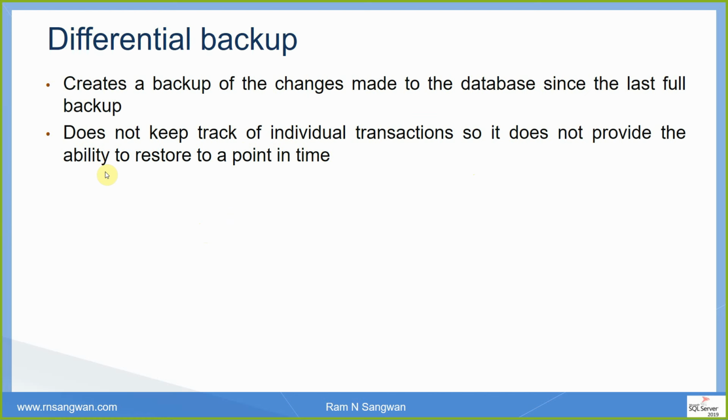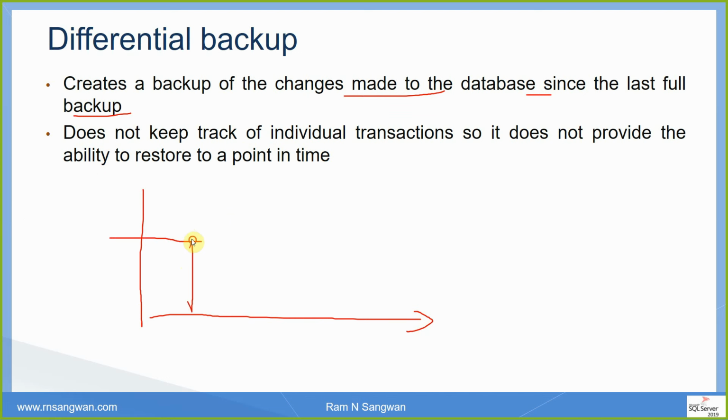Differential backup creates a backup of changes made to the database since the last full backup. So this is the time and this is the backup. We take the full backup at this point, and this is the data of the database contents. Now as time progresses, we continue working with the data, we keep on adding data, and the database size keeps on growing. Now incremental backup, as per definition, is a backup of these components if you are taking incremental.